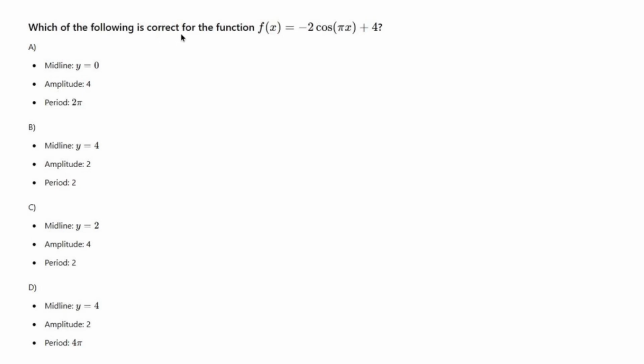Which of the following is correct for the function f of x equals -2 cos pi x plus 4? I like to compare this to y equals a cosine times the quantity b times the quantity x minus c, close it, plus d.